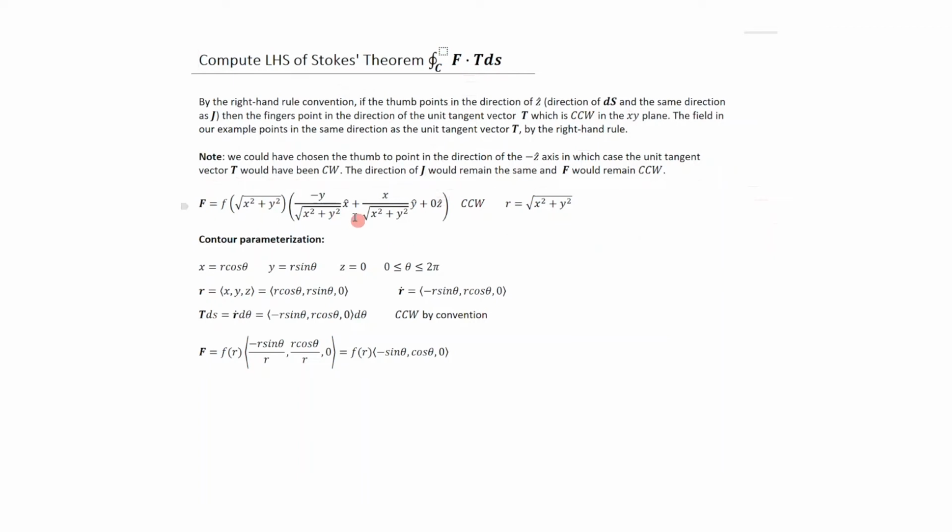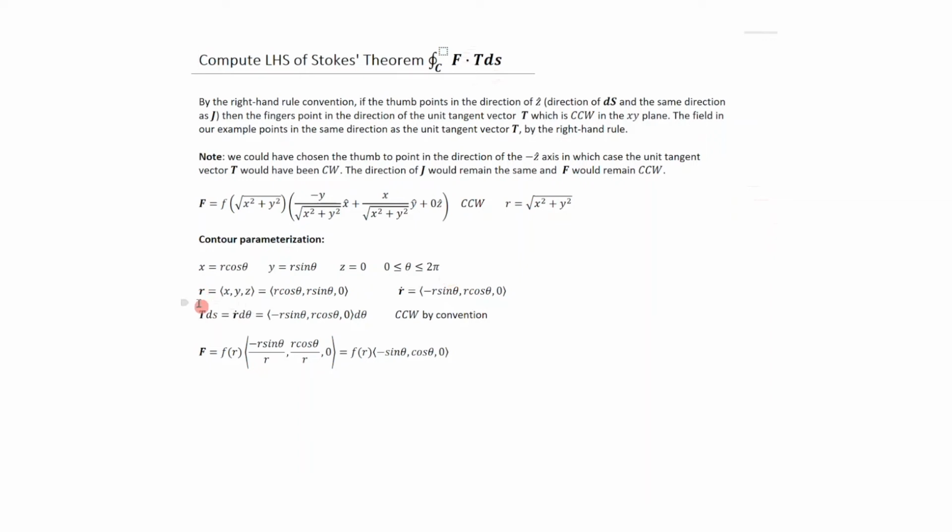Okay, so my field takes on this form. It's counterclockwise, you can see. And the radius is just the square root of x squared plus y squared. Okay, so I'm going to have to parameterize the contour. I need to know what t ds is. So we choose x to be r cosine theta, y equals r sine theta, z is equal to 0 in this case. We're just on the xy plane. 0 is less than or equal to theta is less than or equal to 2 pi.